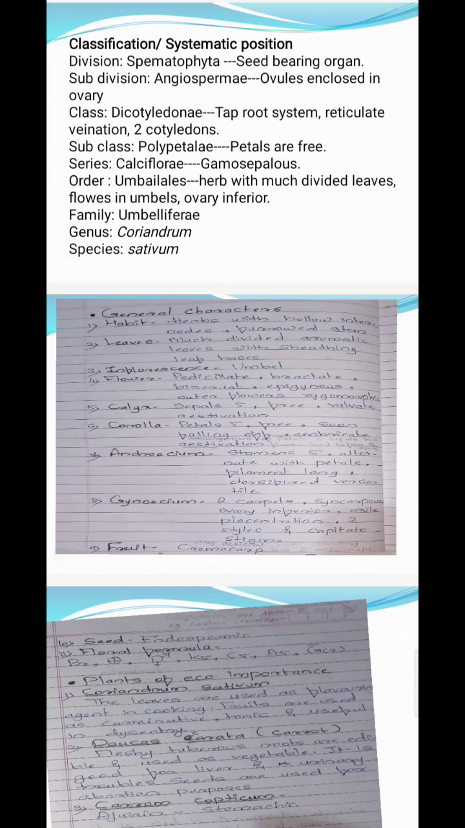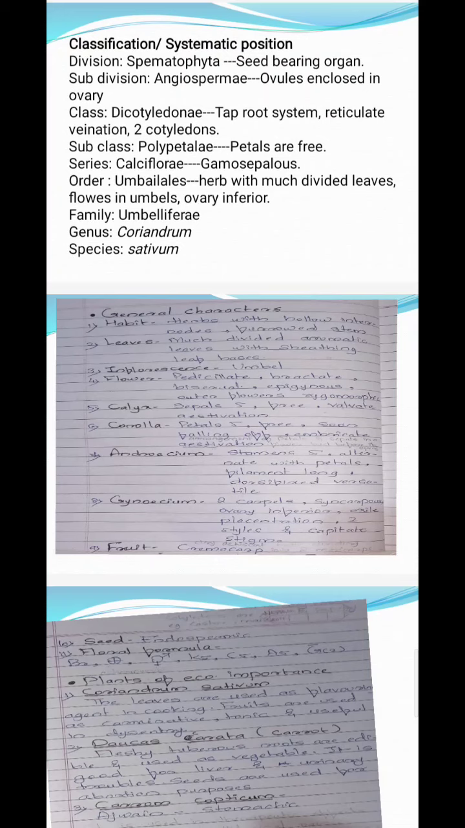The general characters of these plants: habit is herbs with hollow internodes and a furrowed stem. So Coriandrum is mostly a herbaceous plant, characterized by hollow internodes and a furrowed stem. Furrowed means some line-like structures are produced on the stem.